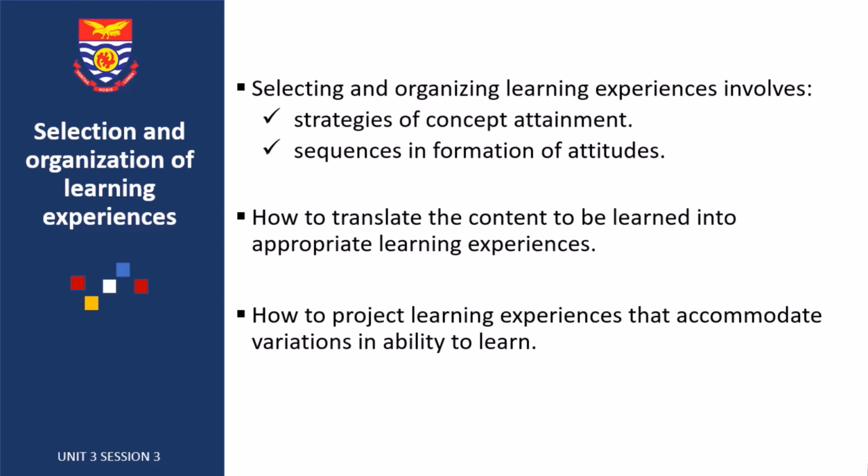So anytime we are selecting and organizing learning experiences, we must take note that in the various classrooms, in the various schools, we have different kinds of students. We have average learners, we have slow learners, we have fast learners. All these kinds of learners must be considered anytime we are selecting and organizing the learning experiences, which will ensure that students will be able to attain the specified objectives.